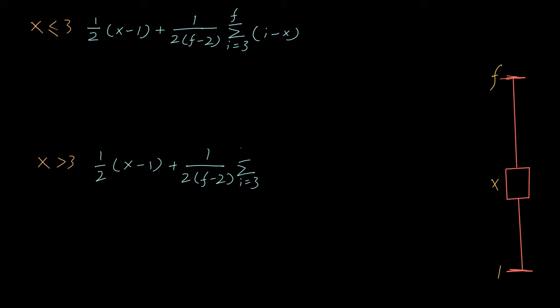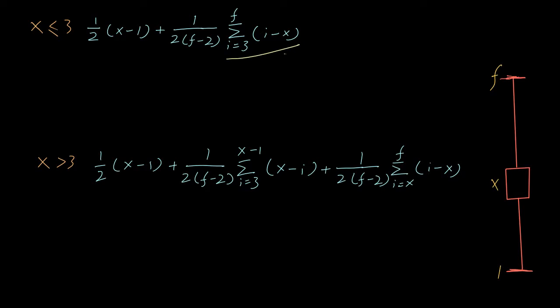From I equals 3 to x minus 1, the elevator will go down to that floor, so the time it uses is x minus I. From I equals x to I equals f, the elevator needs to go up to that floor, so the time the elevator uses is I minus x.